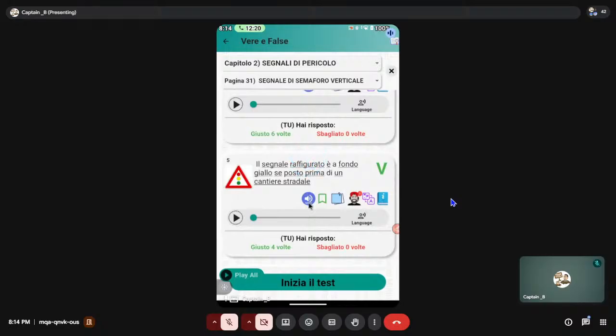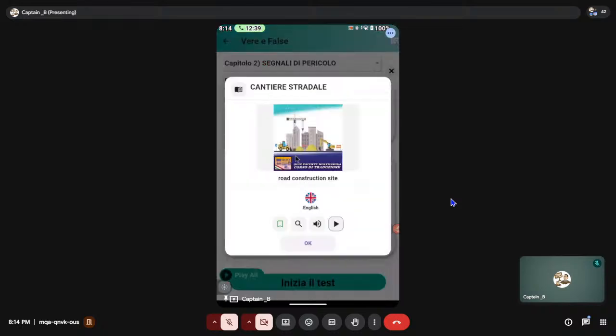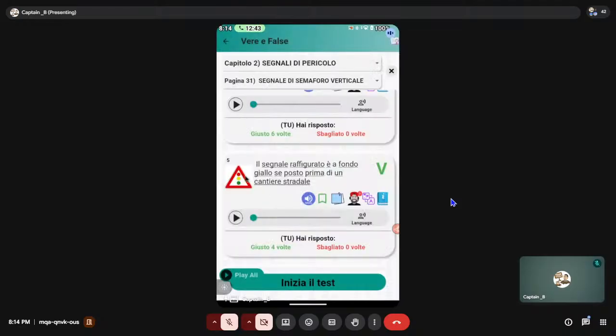Il segnale raffigurato è a fondo giallo se posto prima di un cantiere stradale. Now, he said this sign is referring to a fondo giallo, talking about the background, if it is yellow. It is placed before a cantiere stradale, which is these people here. So if the background is yellow, just as it's white now, it's saying that it is very close to a cantiere stradale, which is a construction site, a work in progress area, right?